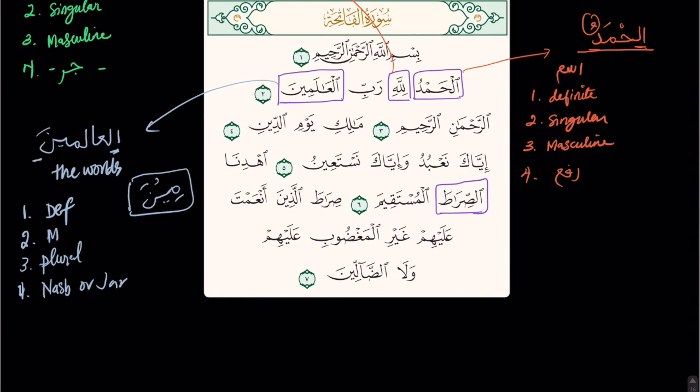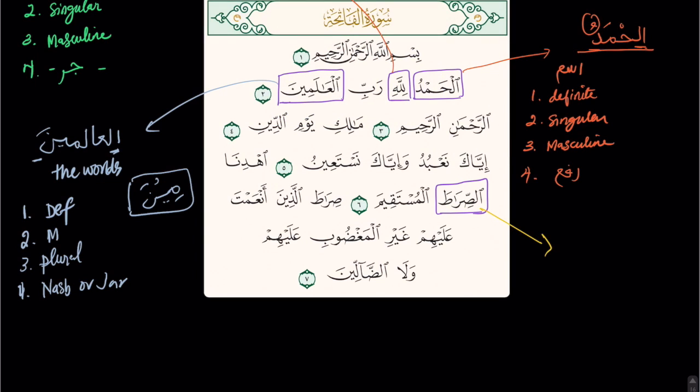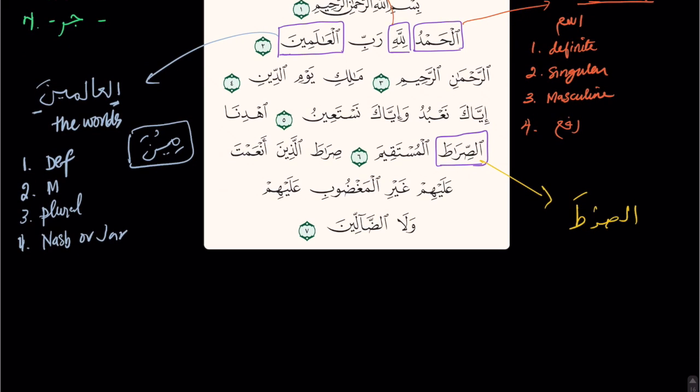Later, as we learn more fragments and patterns, we will be able to know for sure if this ism is in nasab or jar. And let's do one more example together. Let's do the word as-sirat. As-sirata. So let's see again, is it definite or indefinite? We see there is al, there's no tanween, so again this is a definite ism.